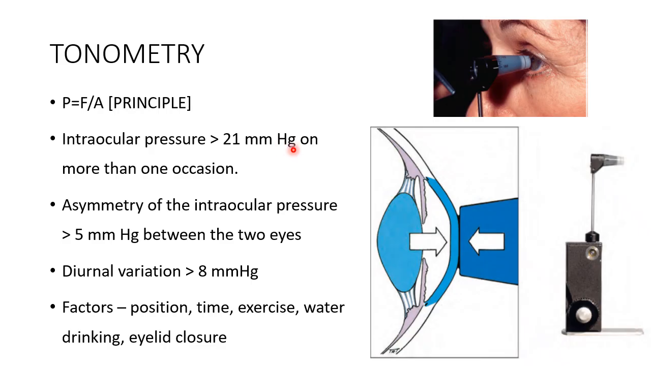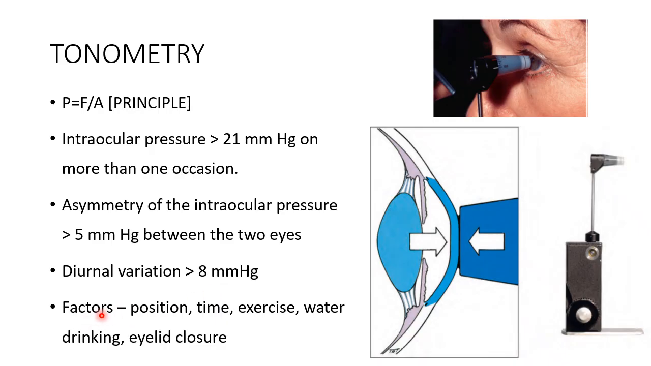Intraocular pressure more than 21 mmHg. The normal pressure you must know is 10 to 20 mmHg. More than 21 on more than one occasion. A one-time measurement is not diagnostic. Asymmetry of IOP more than 5 mmHg between the two eyes. Diurnal variation means a day measurement versus an evening measurement. If the variation is constantly more than 8 mmHg, it is suspicious.